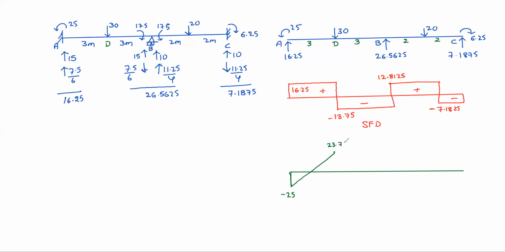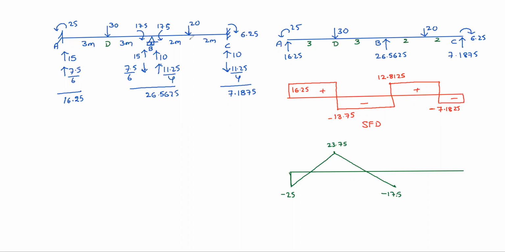5.75. Okay. Then here, you know, moment clockwise 17.5. Right clockwise means negative. Negative 17.5 at B. Minus 17.5.